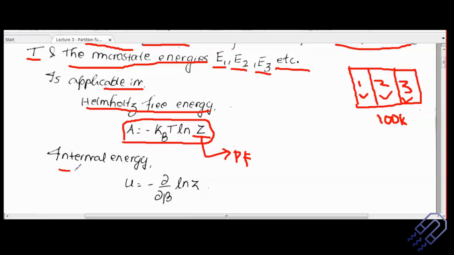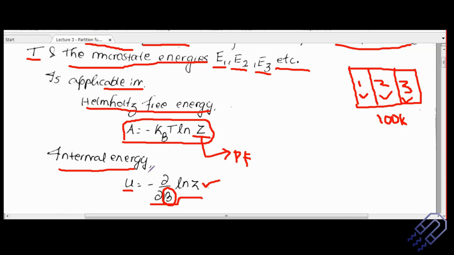Secondly, if you consider internal energy, this equation you might have come across, or in the future you'll derive in a statistical mechanics class, or when you study detailed thermodynamics: minus del beta of ln Z. If you remember, in the last class we used the terms beta and alpha and called them Lagrange's multipliers. But in general, we can say that beta is equal to 1 divided by kT, based on the Boltzmann constant. So basically it is derived, but we are not studying it right now. We'll do it in the near future.